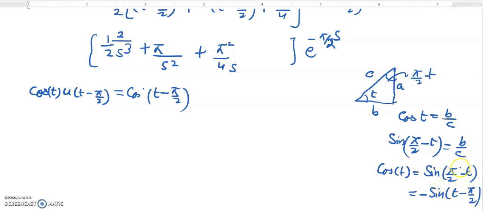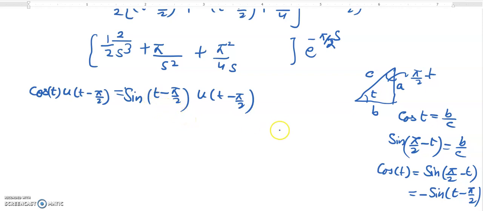Or we can see this, because sine is an odd function, so if we take the negative of this, then that negative will come out over here. So therefore here we can write it like this. Instead of cosine, we can write it as sine of t minus pi by 2, so it is u of t minus pi by 2.